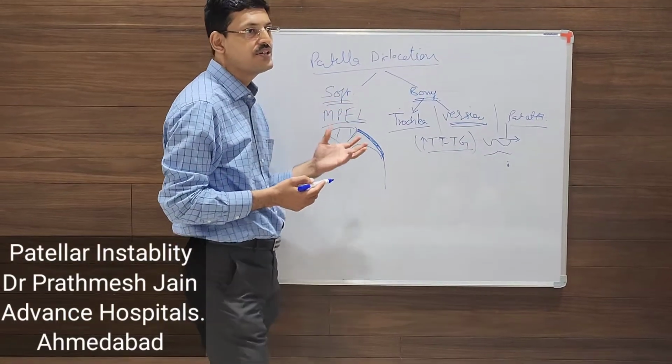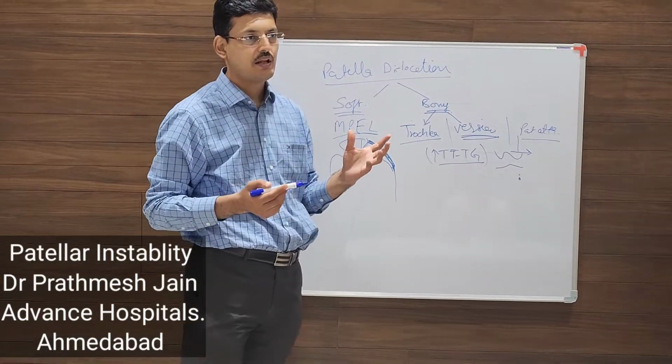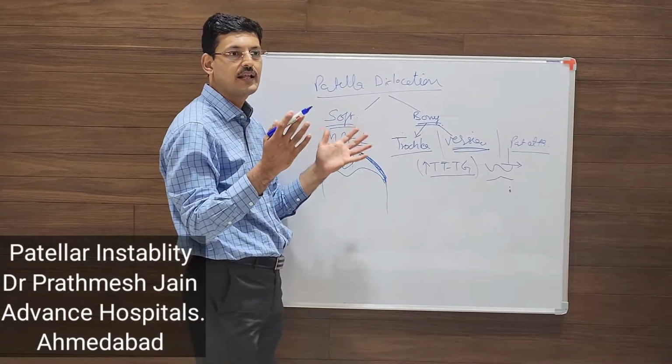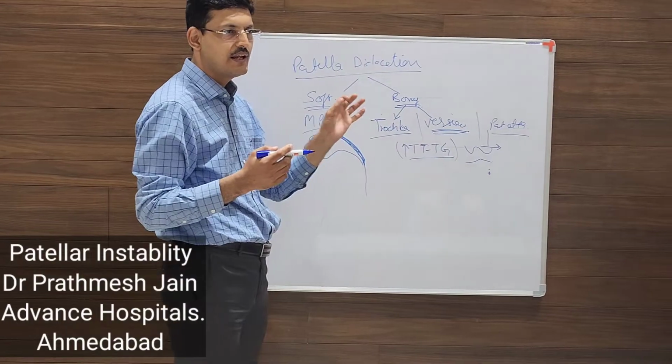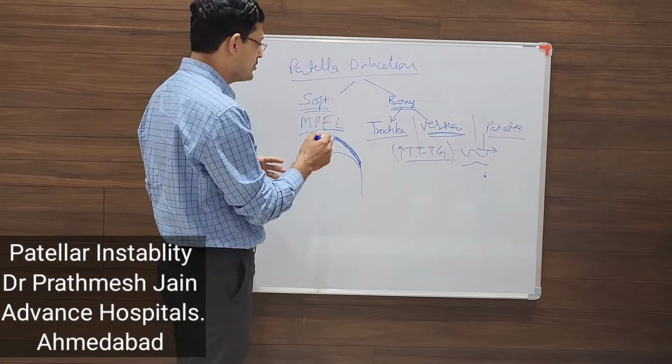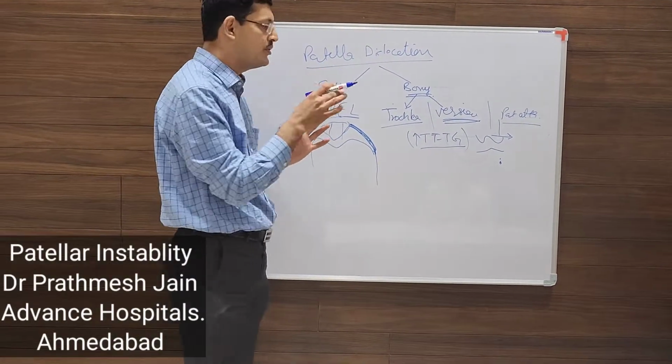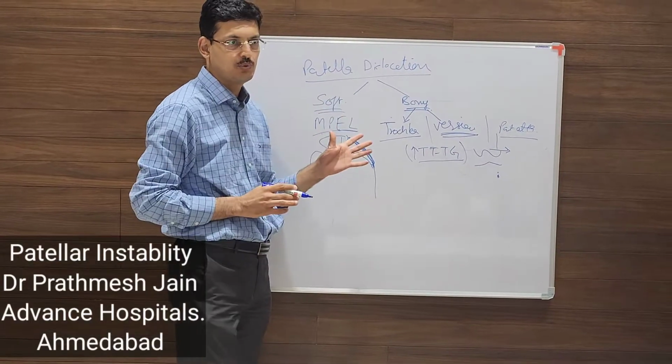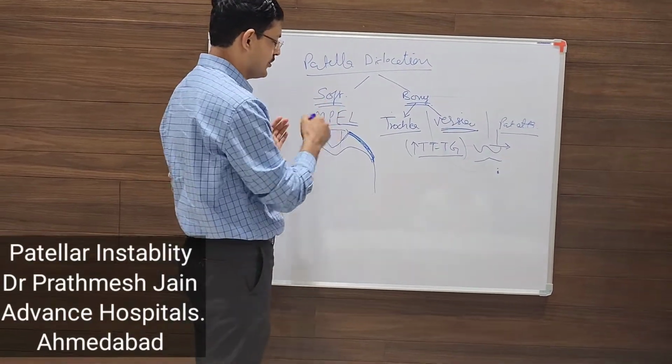It's not a rigid structure like your ACL, PCL, MCL or LCL. They are not tense ligaments. It's a very thin layer which is thickened. If you see it in arthroscopy, you will see just a condensation of capsule. So this is the soft tissue.